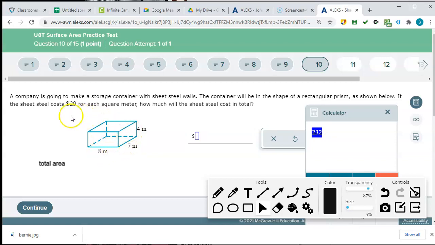Now each square meter costs $29. So we're going to have to multiply by 29, and it's going to cost $6,728. So once we find the number of square meters, we know that we're going to have to multiply by the price to get the total cost. All right? So making a large steel box is super expensive.